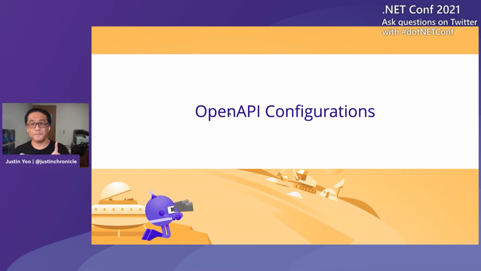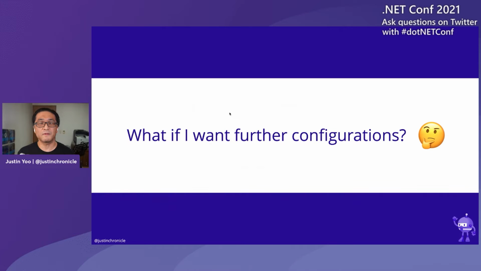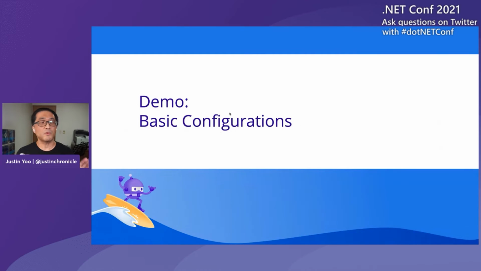The first demo shows the OpenAPI document version 2 as a default. But what if you want to show the version 3 document as a default? Is there any kind of further configuration we can make? Yes, we can. So in the next demo, I'm going to show you a couple of basic configuration changes you can make within the Azure Function application.